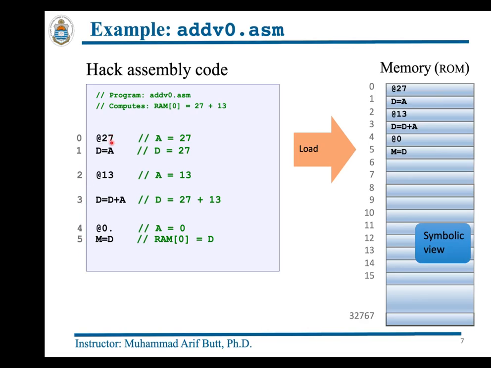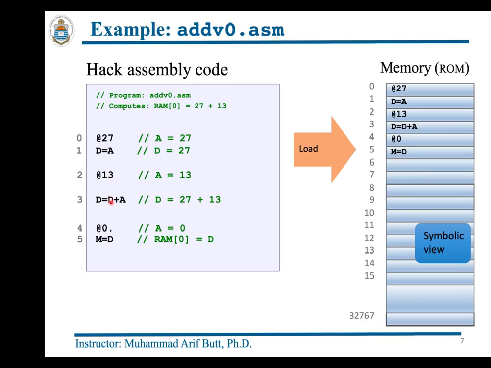The first two instructions are placing constant 27 inside the D register. First we are placing it inside the A register, and then we are using the C instruction to place it inside the D register. The instruction at address 2, at 13, is placing a constant 13 inside the A register.